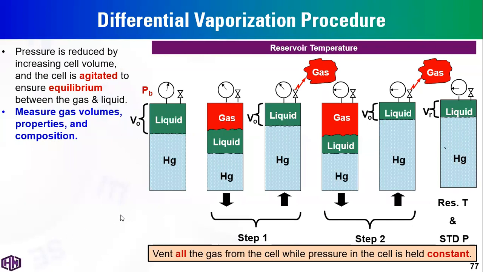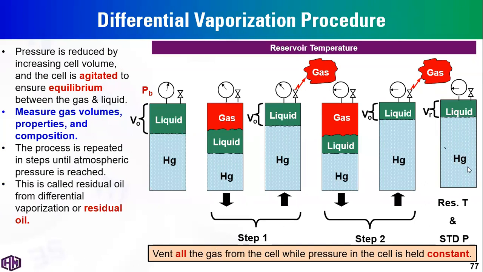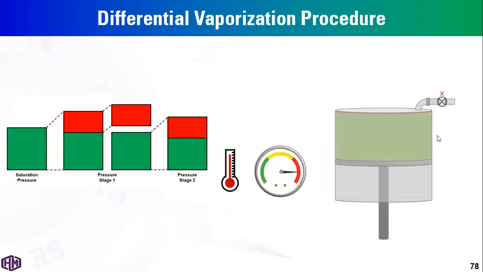In all of these steps, we will measure the gas volume, gas properties like gas viscosity and gas density, gas formation volume factor, and also gas composition. The process will be repeated down to the standard pressure at reservoir temperature. So the volume right here is VR, or the residual oil volume.